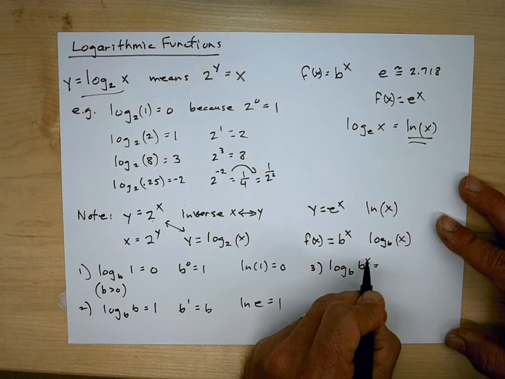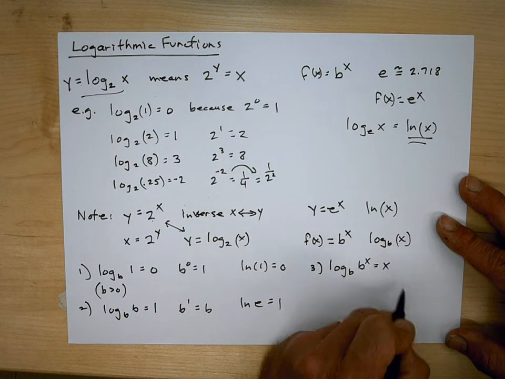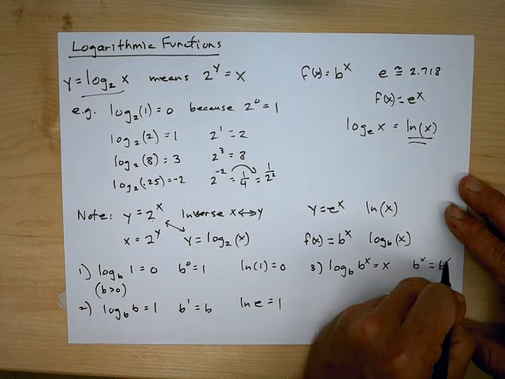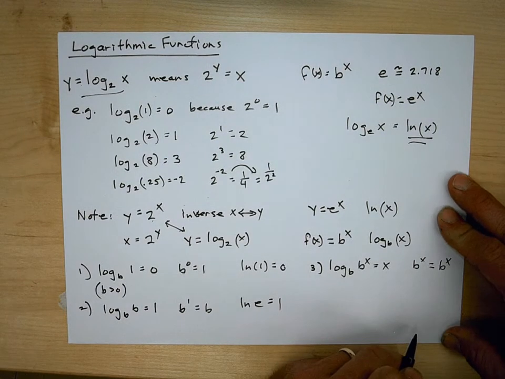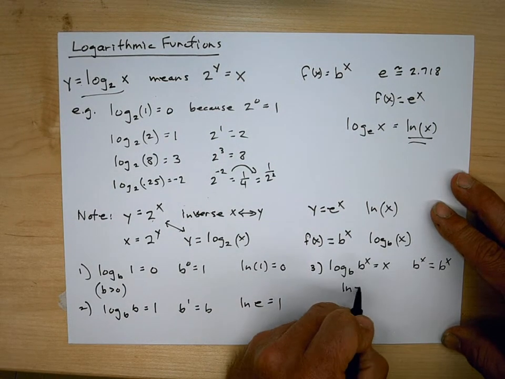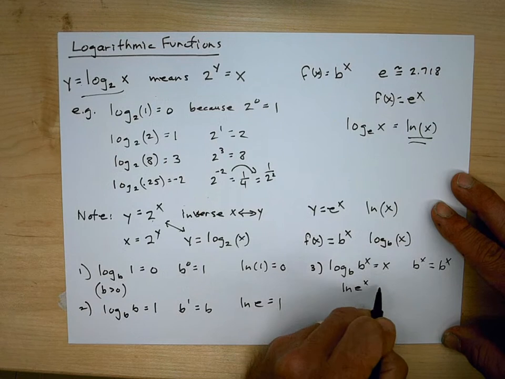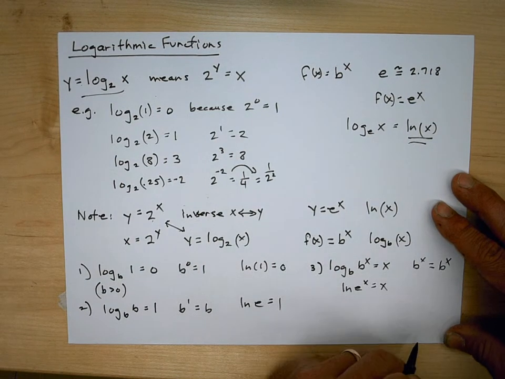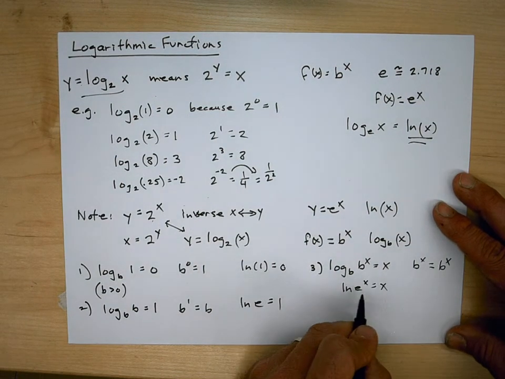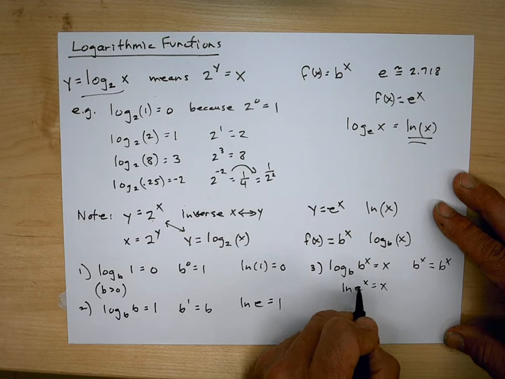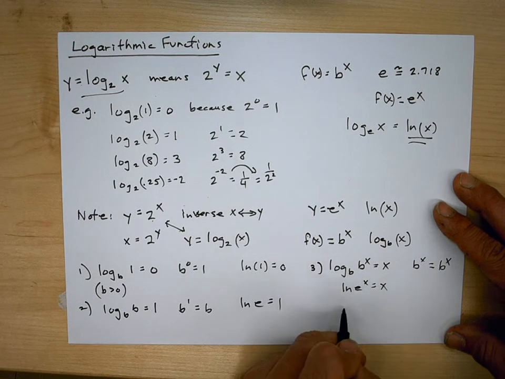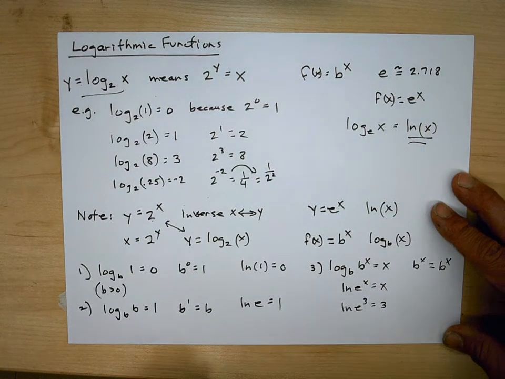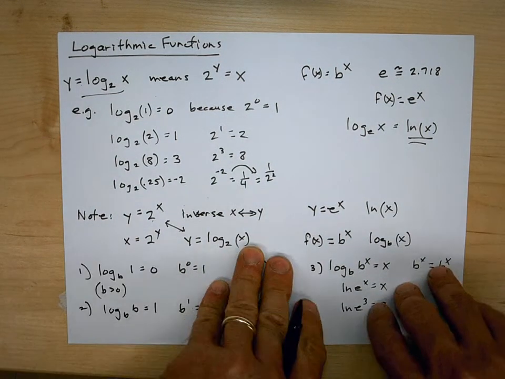The third property is that log base b of b to the x, well, we're saying b to what power is b to the x? Well, of course that has to be x, right? Because b to the x equals b to the x. So this means that the natural log of e to the x equals x. And this is, again, true in general, for any x. Another example might be the natural log of e cubed equals 3, because we're just saying e cubed equals e cubed.